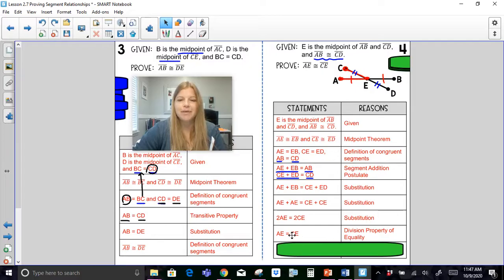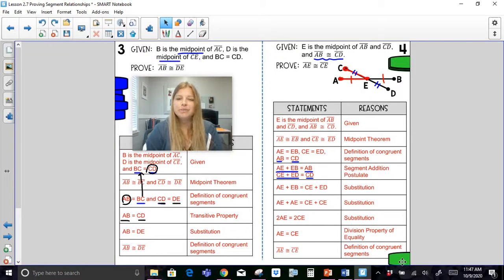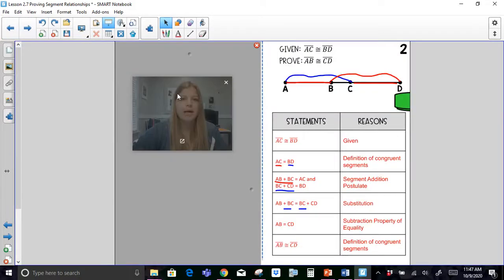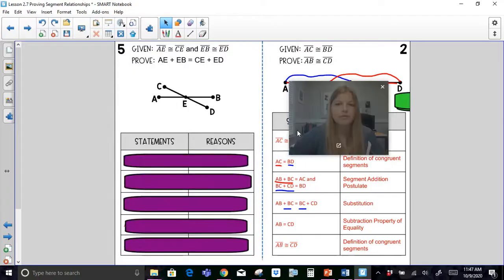And then last step, if I'm given that the measures are equal, then their segments are congruent by definition of congruent segments. This was definitely a tougher proof for sure. We only get good at proofs by doing a lot of them. That's why you're seeing so many proofs in this lesson, but they definitely are complicated. Okay, we are going to go back now to proof number 5.